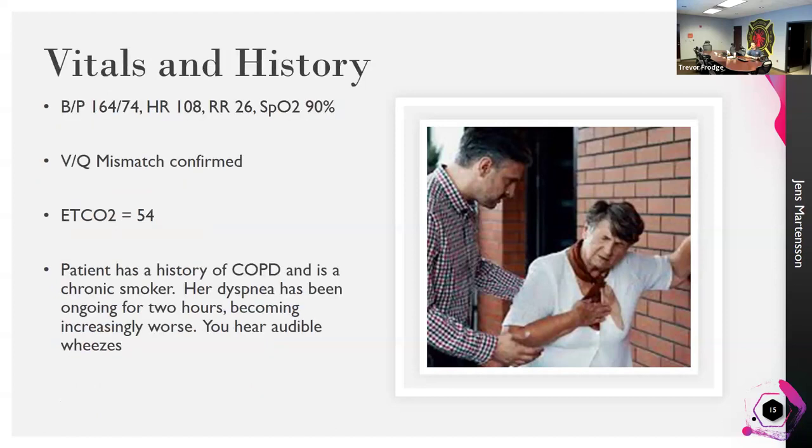So we get our pulse, we get our vitals. Blood pressure is 164/74. Heart rate's 108. Respiratory is at 26, and our pulse ox is 90%. So she has a VQ mismatch, right? Again, the two things I'm looking at there are respiratory rate and her pulse ox. Respiratory rate's high, pulse ox low, VQ mismatch confirmed.